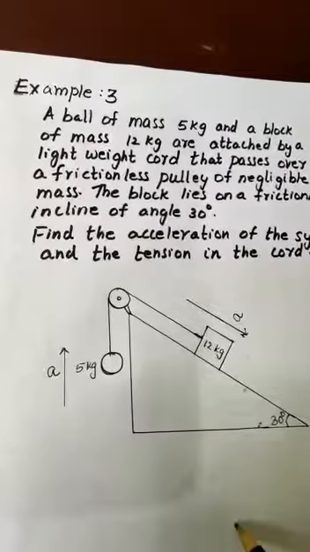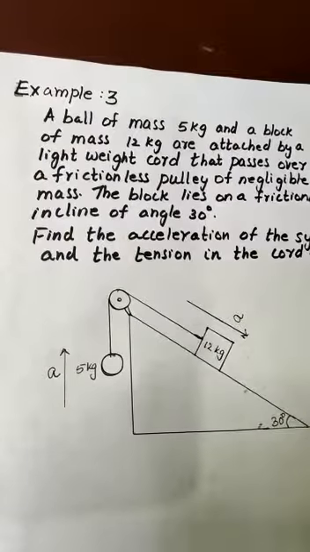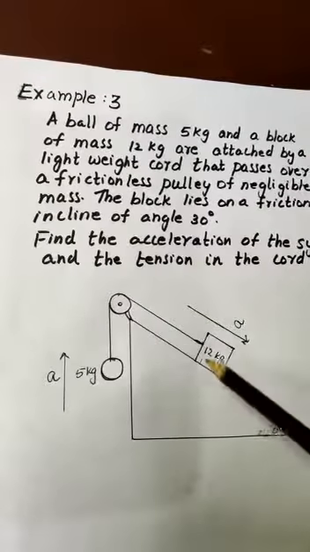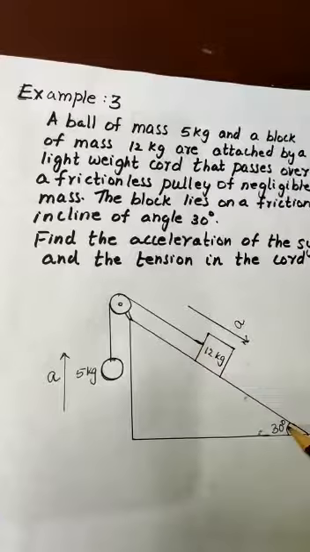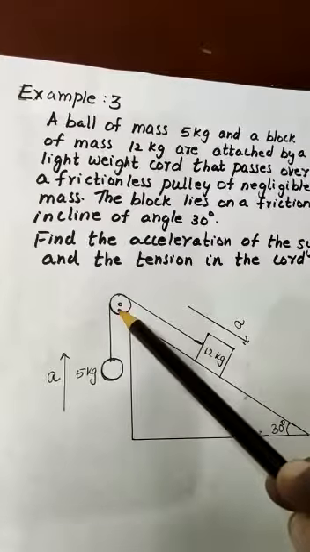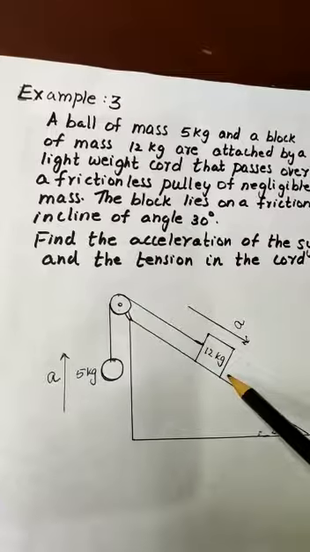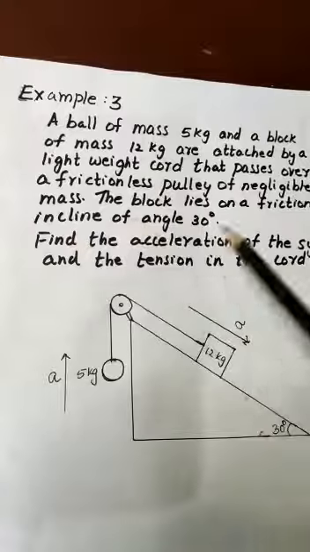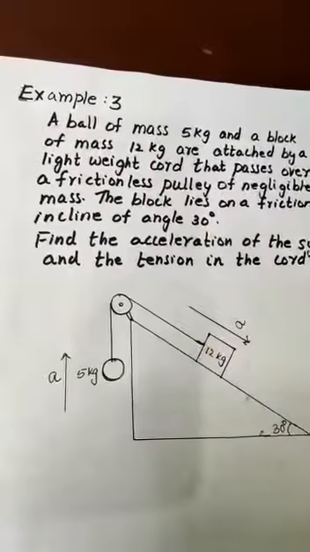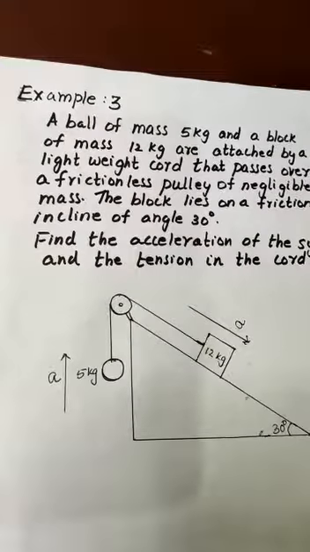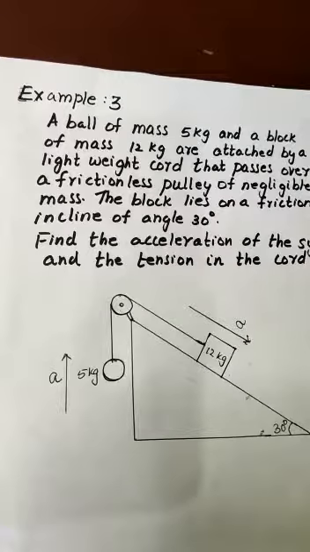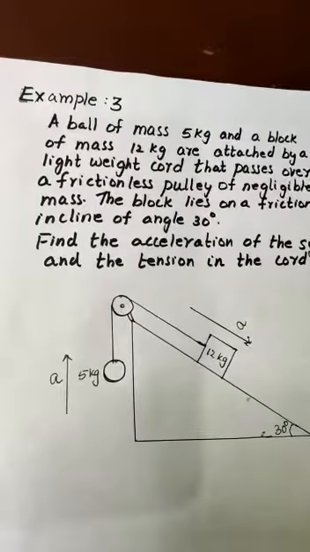So you can see the diagram here. This is an inclined plane, and with respect to the horizontal, the plane makes an angle of 30 degrees. You have a pulley here and there is a block of mass 12 kg and this ball of mass 5 kg. The whole system is moving with an acceleration a. Now, to find the acceleration and tension, you need to draw the free body diagram for this particular system.